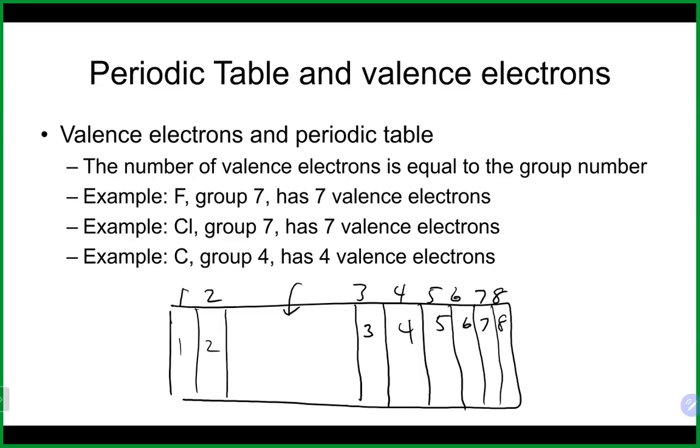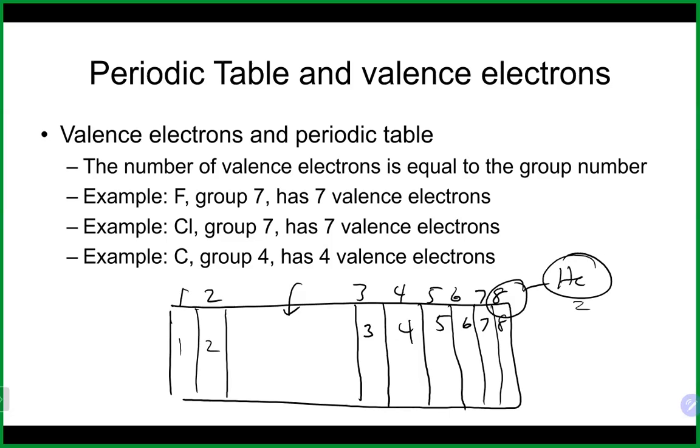The one exception over here in group 8 is our friend helium. And helium has only 2, and that is because it only has 2 total electrons, so it can't have 8. So everybody else there in group 8 will have 8 valence electrons, but helium will only have 2, as it has only 2 to begin with.